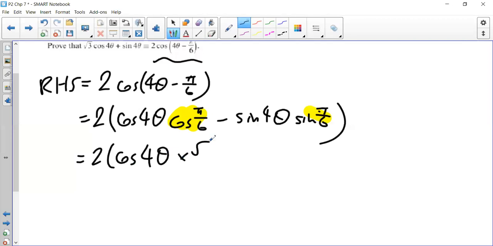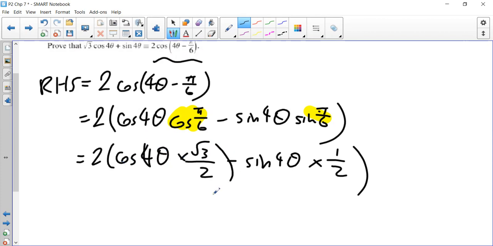So let me rewrite that: times root 3 over 2 minus sine 4 theta times sine pi over 6, which is a half. Just one thing, by the way: this root 3 over 2, you're not going to multiply with 4 theta. You're going to multiply it as a coefficient of cos 4 theta. You can't do 4 theta times root 3 over 2, that's wrong, because root 3 over 2 is a coefficient.